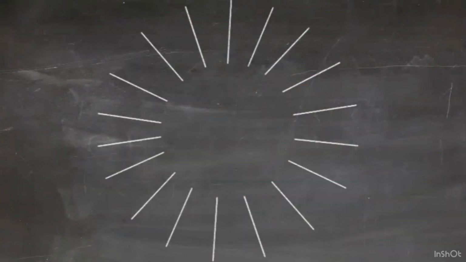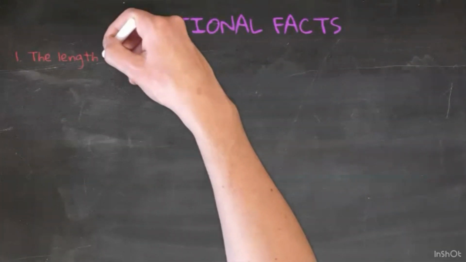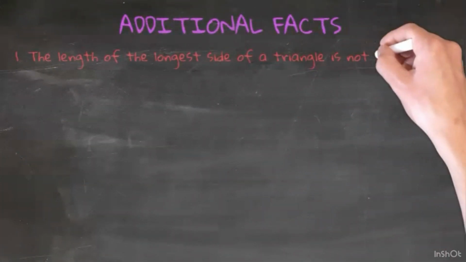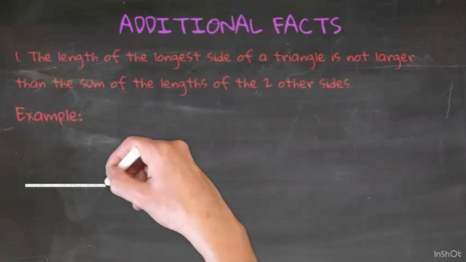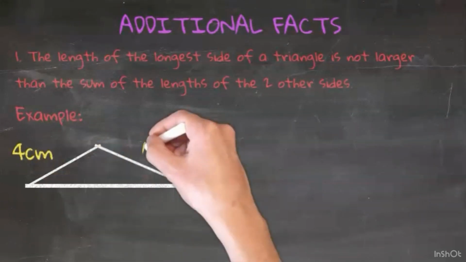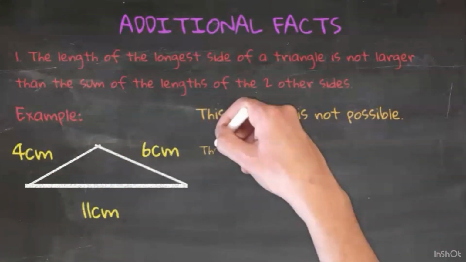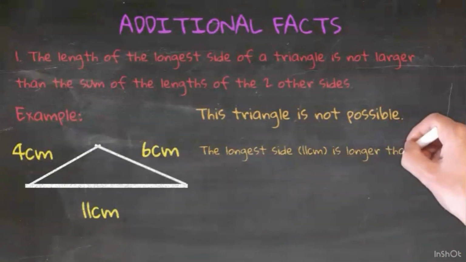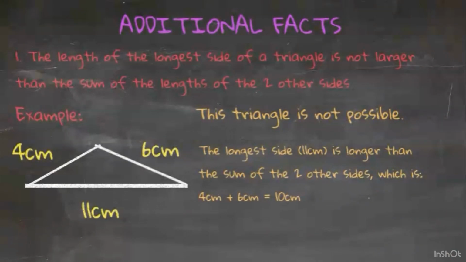Let us end this video with several additional facts. First of all, given 3 sides of a triangle, the longest side must always be shorter than the sum of the 2 other sides. For instance, if we were to have a triangle with sides 4 cm, 6 cm, and 11 cm, that would not be possible since the longest side, 11 cm, is not smaller than the sum of the 2 other sides, 10 cm. That is a fact that is somewhat useless, but may help you solve some Math Olympiad problems.